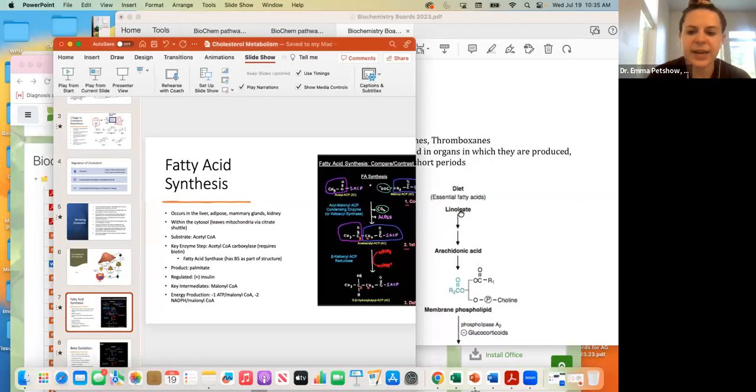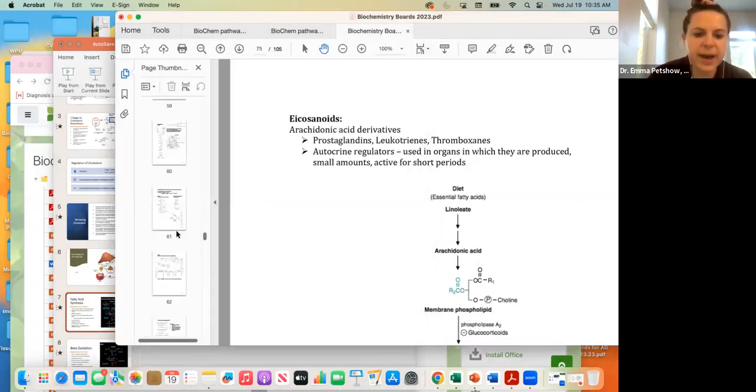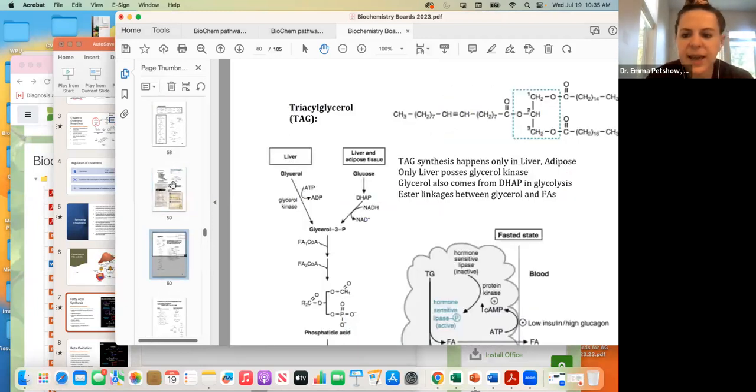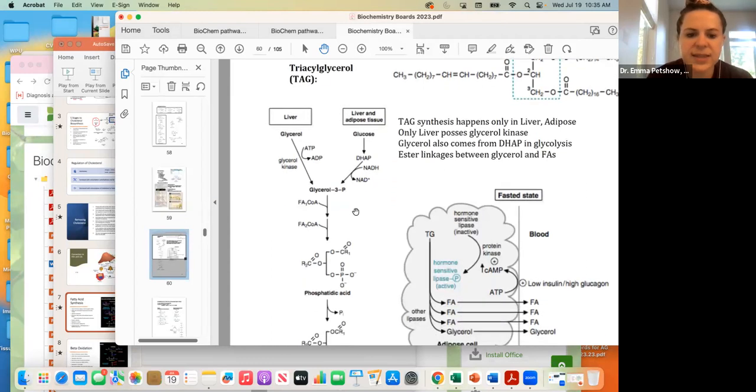So now I've shown you here. We're going to go back to our little slideshow, our resource, and we will look at our synthesis of triacylglycerols.